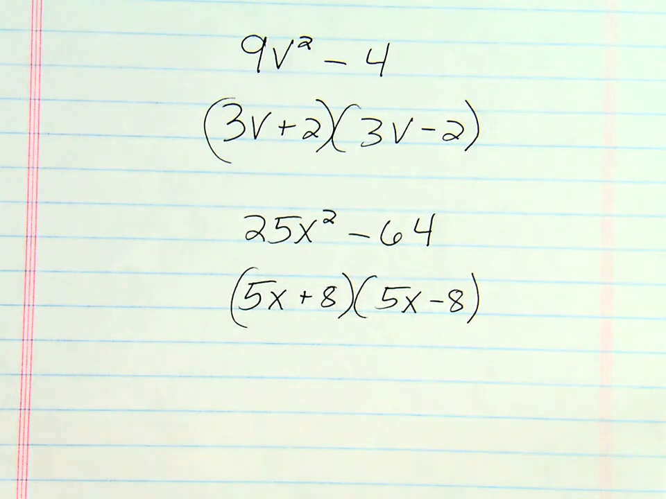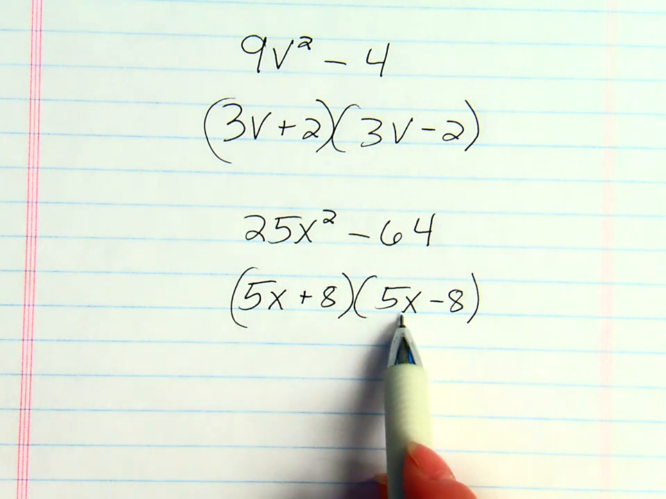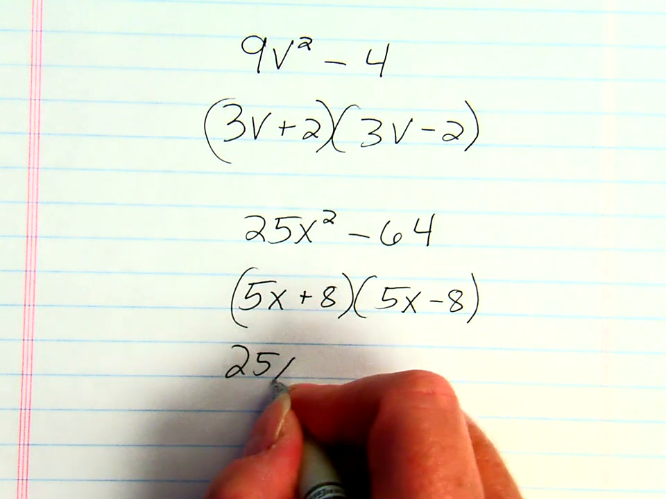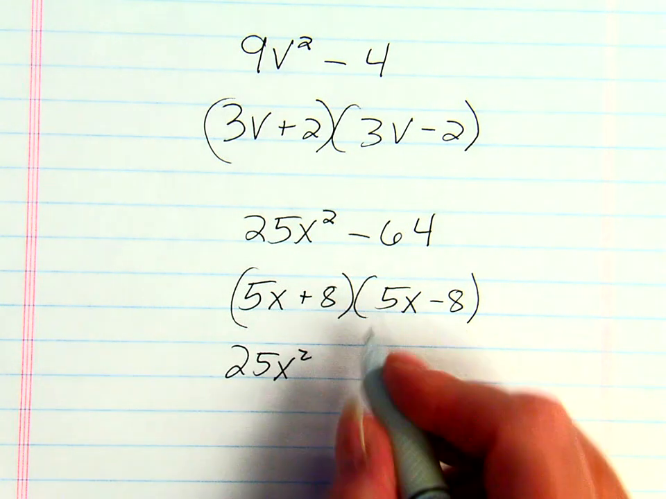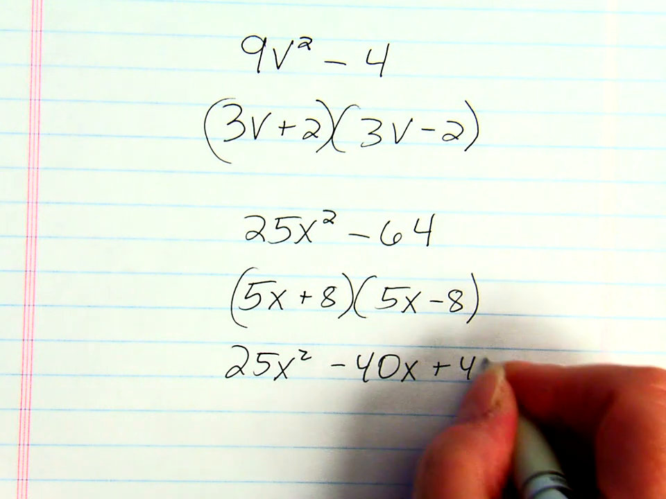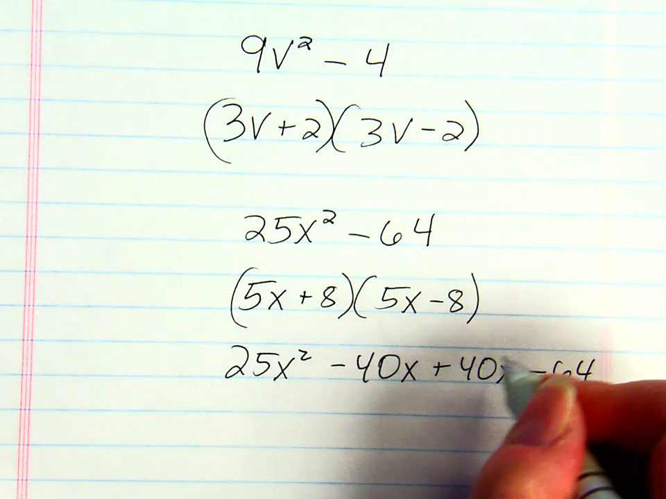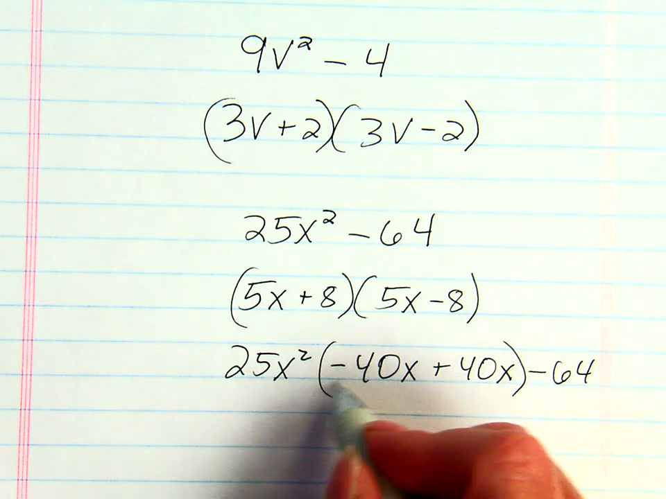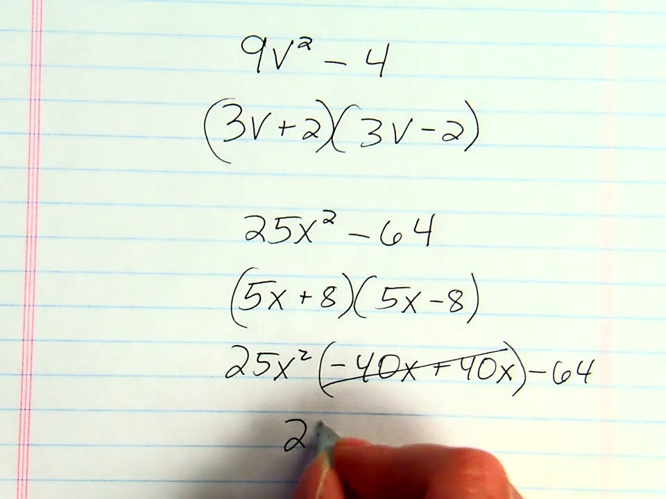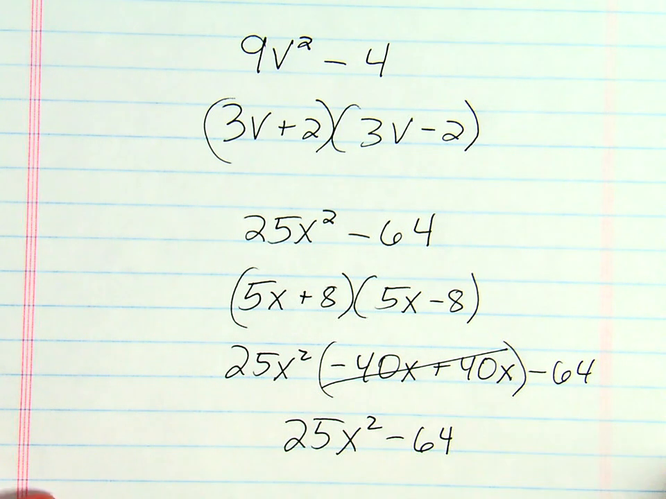In all cases, you can go ahead and check your work by FOILing. This is 25x squared. Outside is minus 40x. Inside is positive 40x. And our last is negative 64. This in here becomes 0. So you are left with 25x squared minus 64.